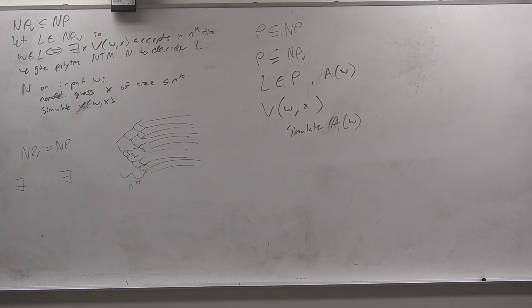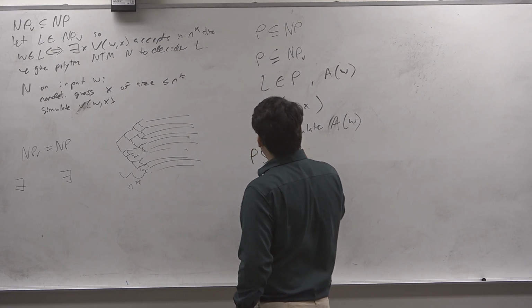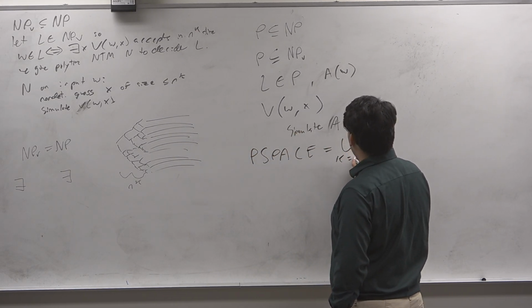Right, so these aren't the only complexity classes. There are some others. We can define PSPACE, another common one, to be the class of languages decidable in polynomial space.